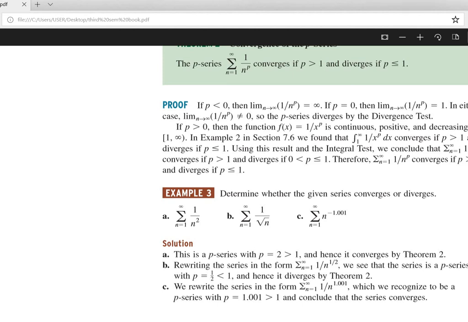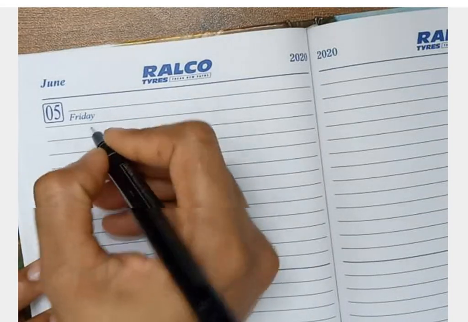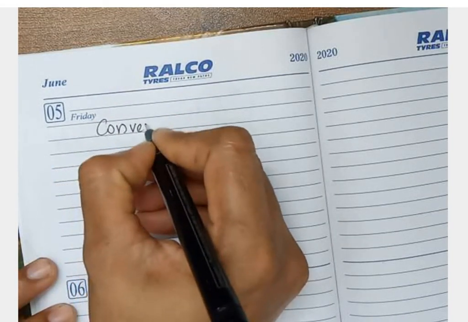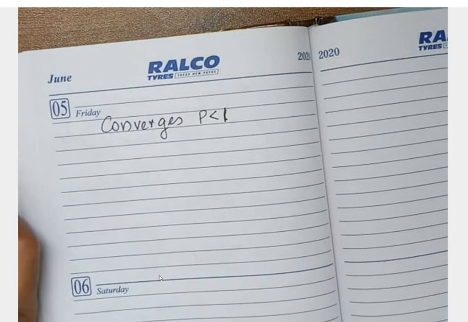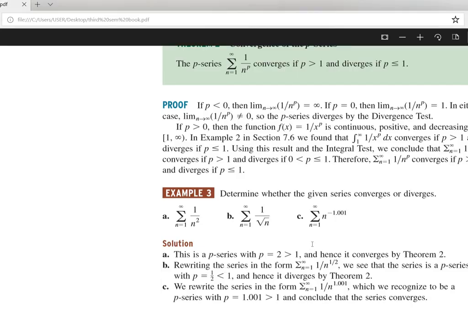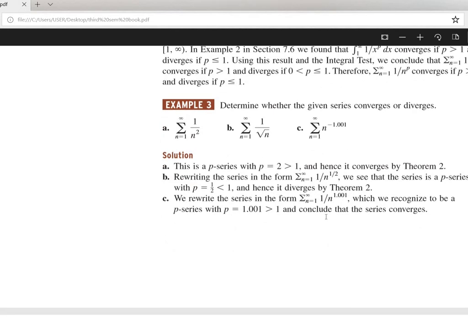So the series converges for p greater than 1, otherwise it diverges. So it converges if p is greater than 1. The series converges if p is greater than 1 and diverges if p is less than or equal to 1. Okay. Next we have to do the problems.